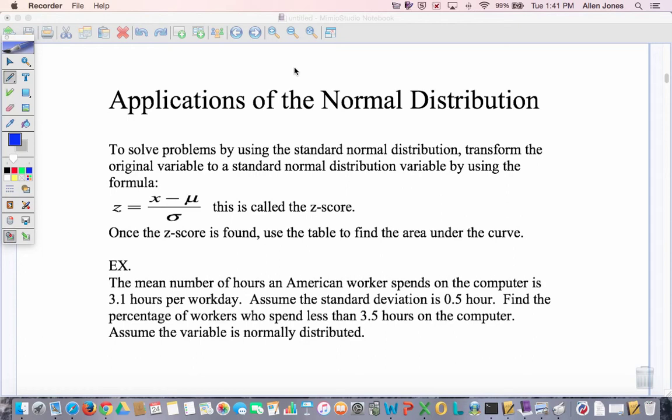To solve problems by using the standard normal distribution, transform the original value to a standard normal distribution variable using the following formula. This is a z-score. Z-score is the value.